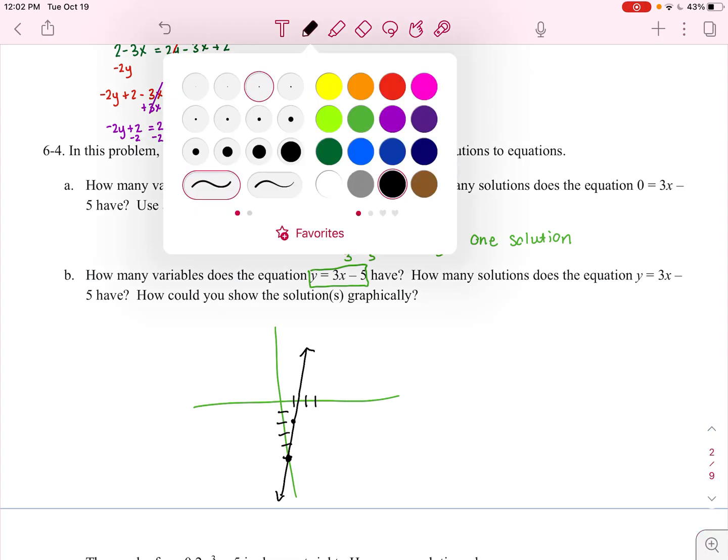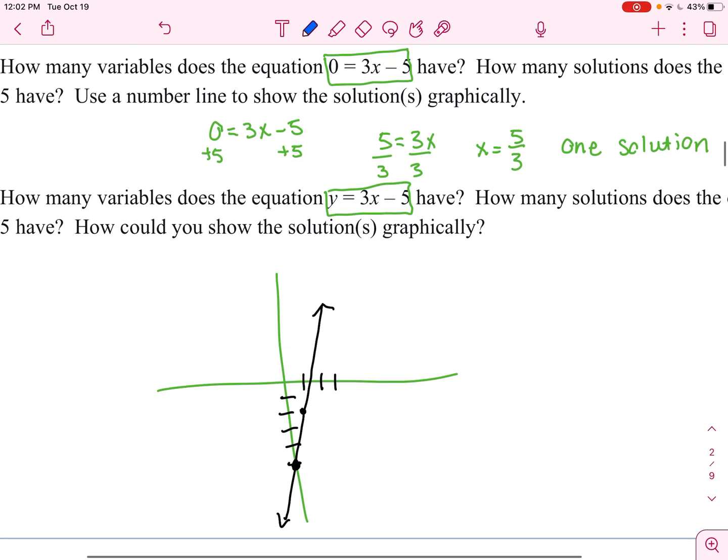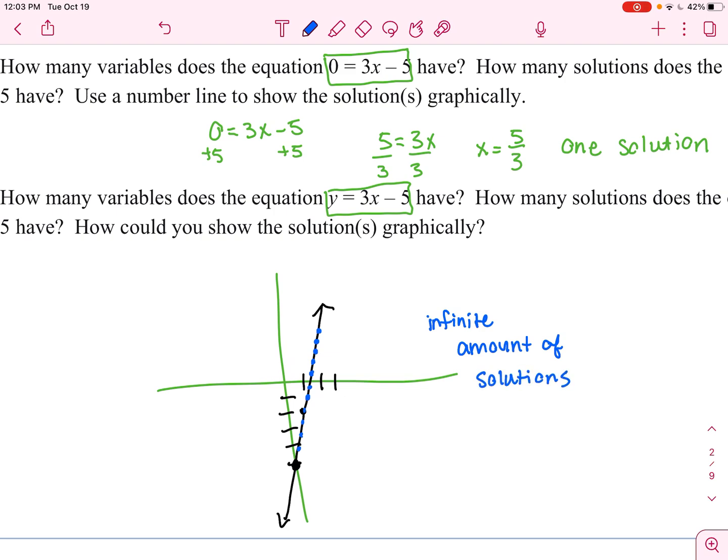We have an infinite amount of solutions, because this point, this point, this point, everything on the line is a solution. So we have an infinite amount of solutions. Another way to write infinity is kind of this sideways figure 8.